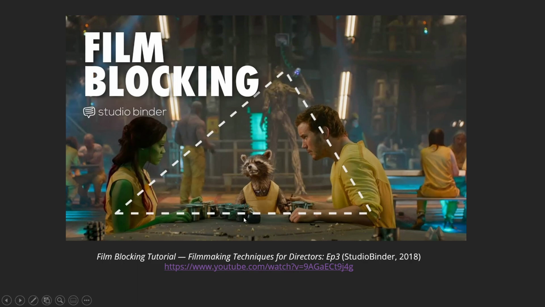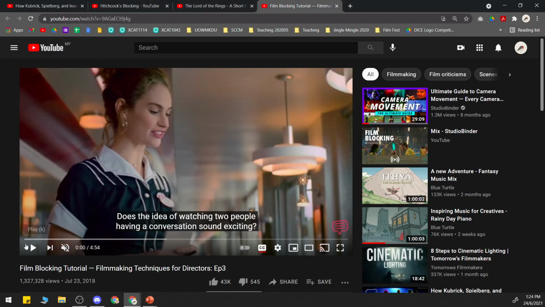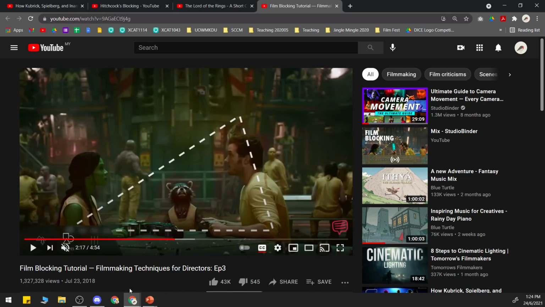Have you seen this? This is Guardians of the Galaxy. Where are you showing? Guardians of the Galaxy? Because I'm looking at Hitchcock blocking. Okay. Wait. Sorry. Let me just change the. Yeah. And there. This. You see?